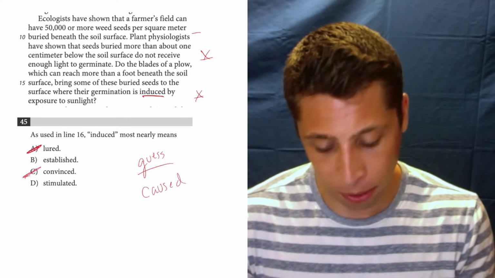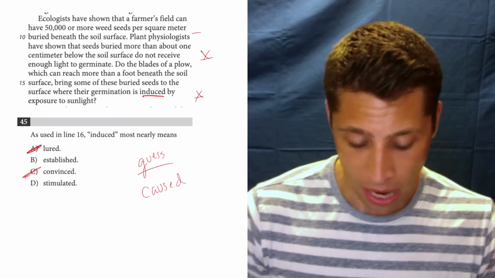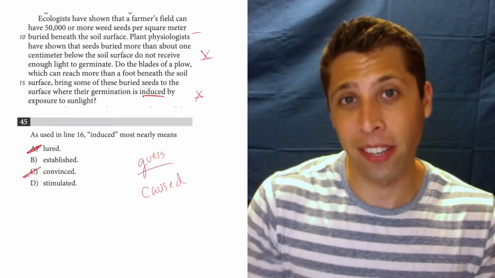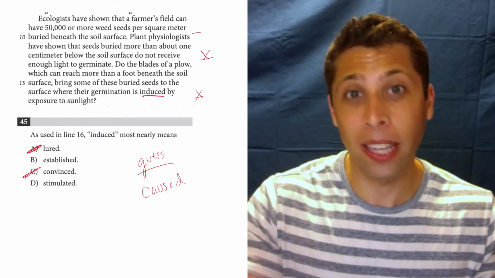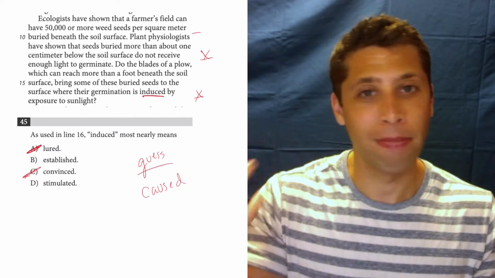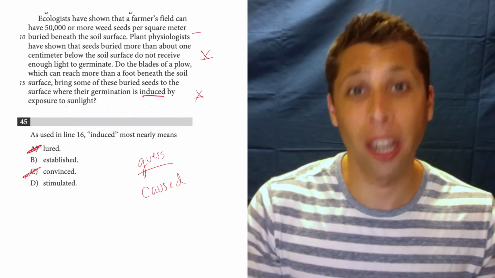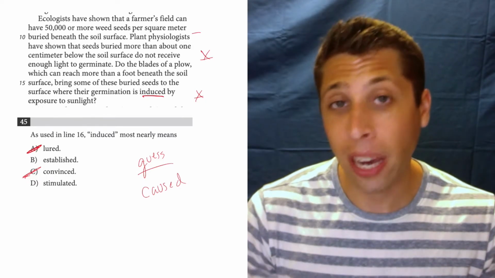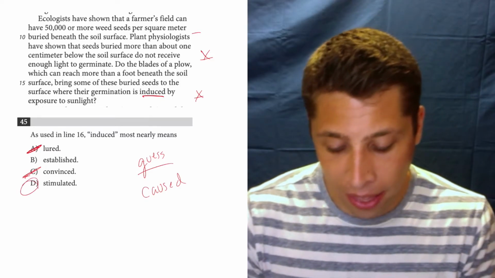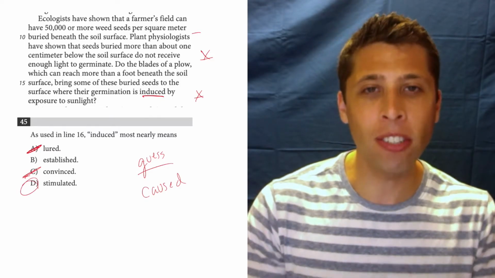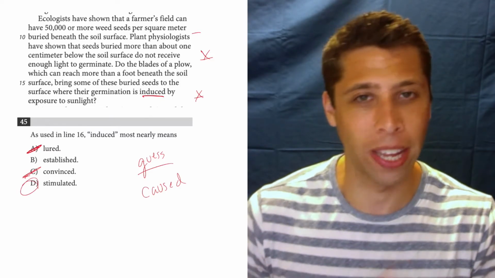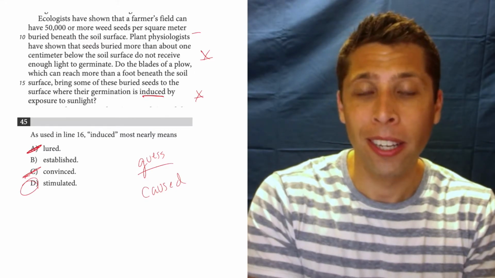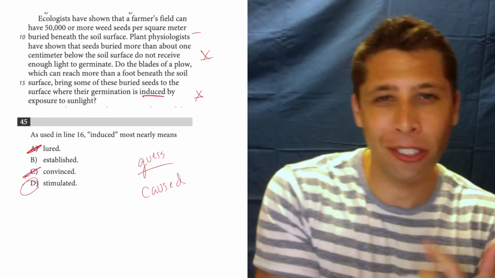Convinced definitely doesn't mean cause, those are just completely different words. And then stimulated, meaning like it causes it, right? So if something stimulates your appetite, then it causes you to be hungry, right? So I think that B and D are kind of close, and I get why people might get this wrong. The answer is stimulated. It just fits better with the situation of like a seed being stimulated to grow. It doesn't get established to grow.